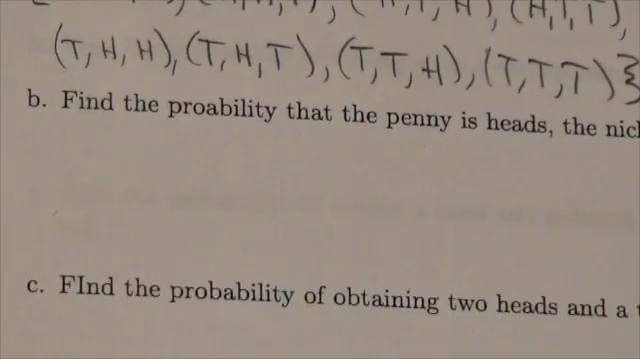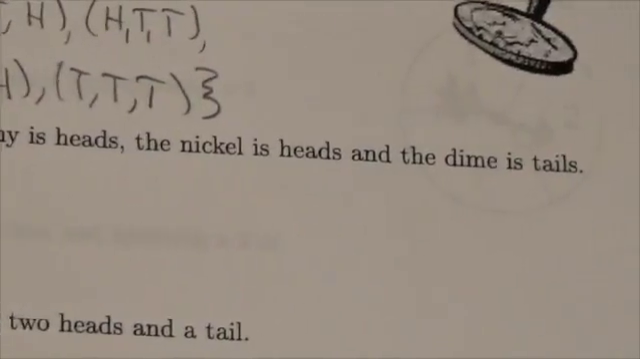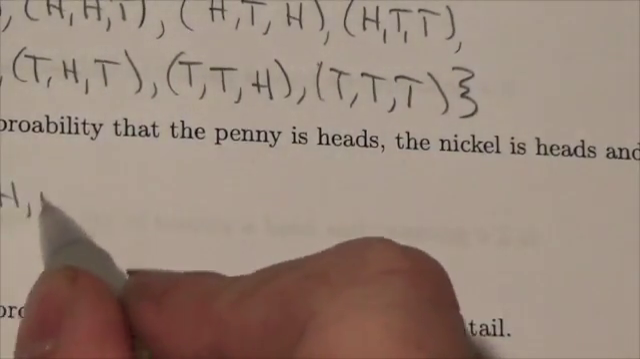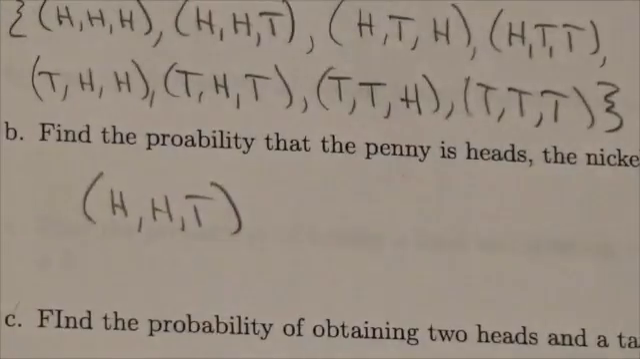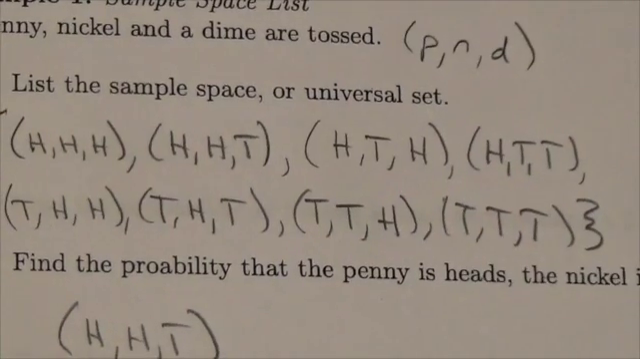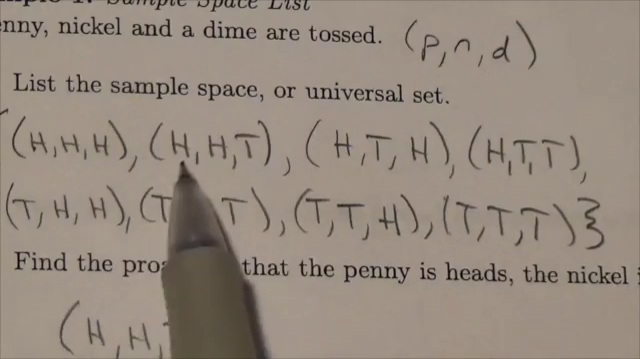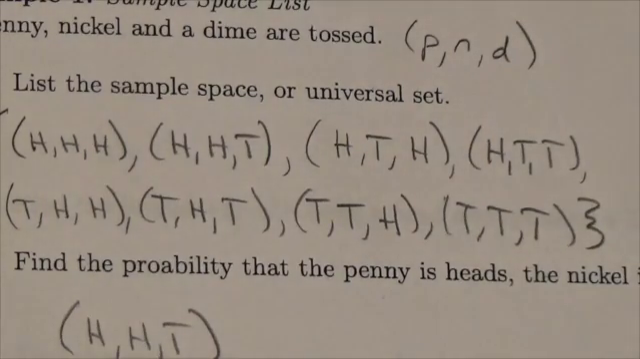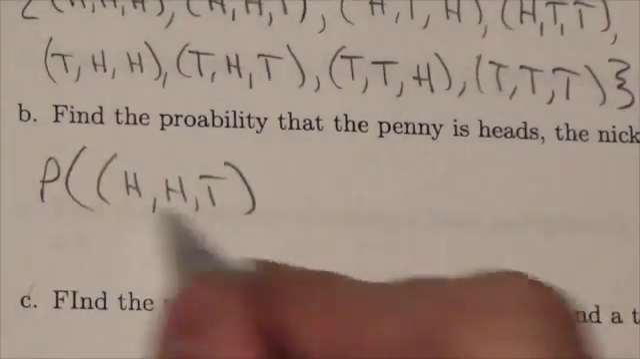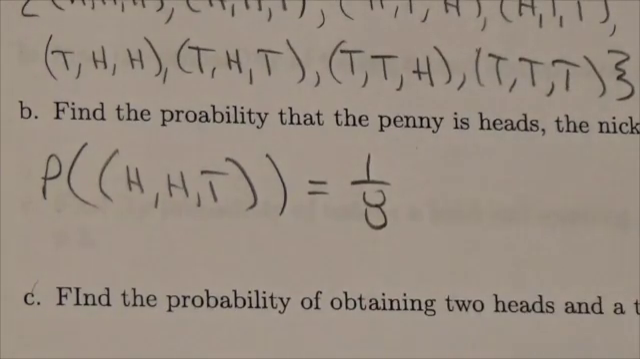Now, the next one says find the probability that the penny is heads, the nickel is heads, and the dime is tails. Well, that is the specific event: heads, heads, tails. When we take a look at our sample space, heads, heads, tails is this event right here, and that only happens once out of those 8. So the probability that this event occurs is 1 out of 8.